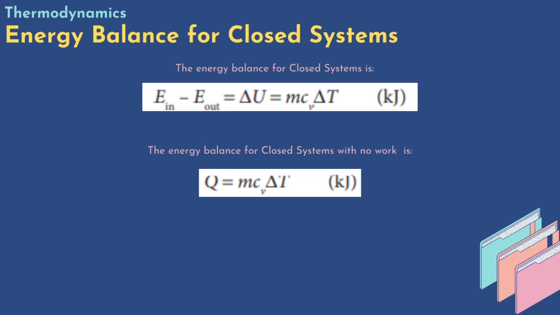When the system involves heat transfer only and no work interactions across its boundary, the energy balance relation further reduces to, for a stationary closed system with no work, Q equals mass times Cv times the change in temperature, where Q is the net amount of heat transferred to or from the system. This is the form of the energy balance relation we use most often when dealing with a fixed mass.